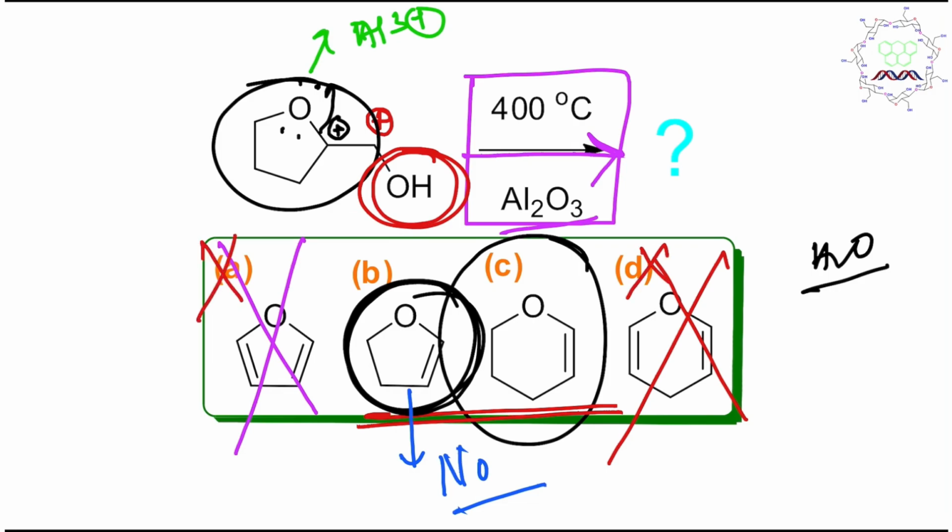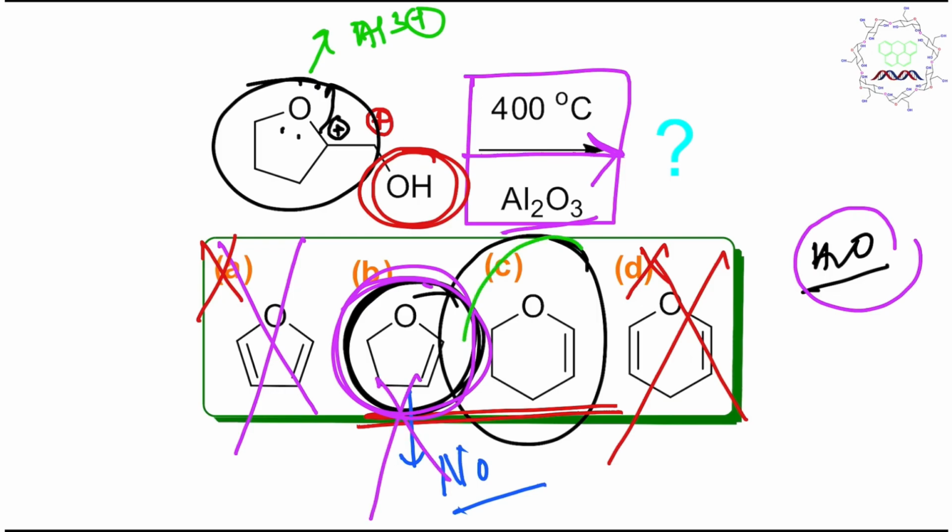Now compare options C and B. In option B there is a lesser number of carbons, but in this case only water is eliminating. So how could the carbon number be reduced? Not possible. So option B is gone. So ultimately what is left? Option C. So this is the right answer.